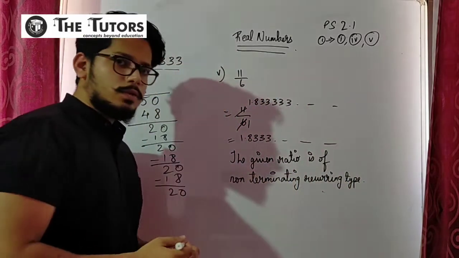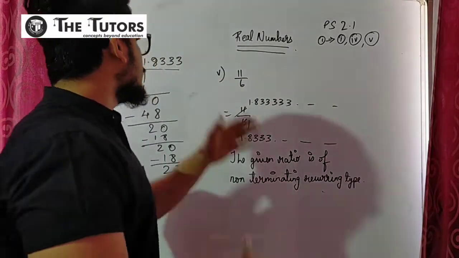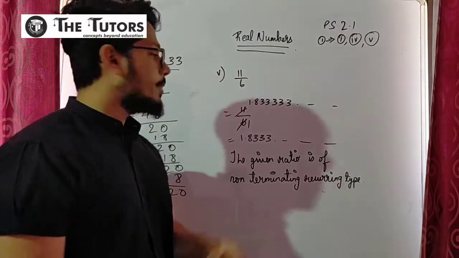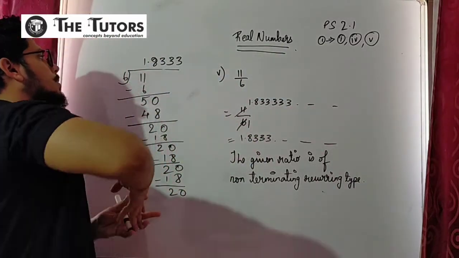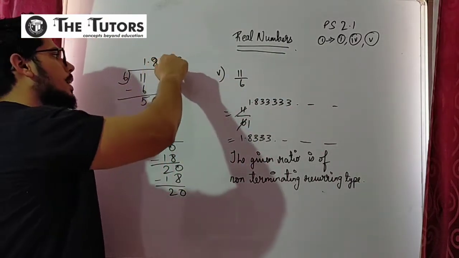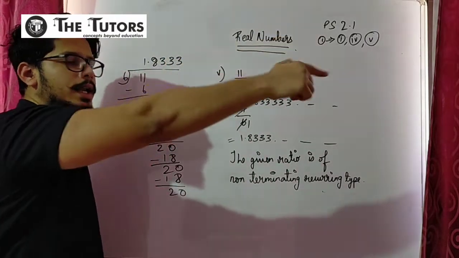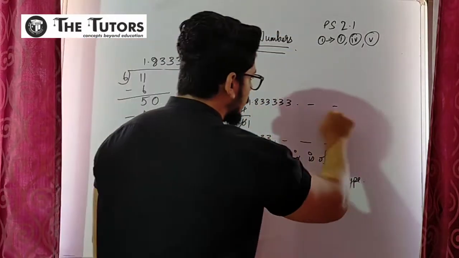Those who have not understood, let me make it clear again. You divide 11 by 6, you get 1.8, then you have 3 repeating itself again and again. So this becomes your recurring part.